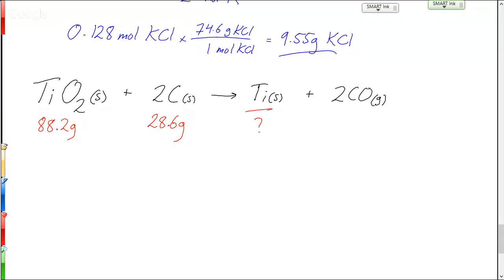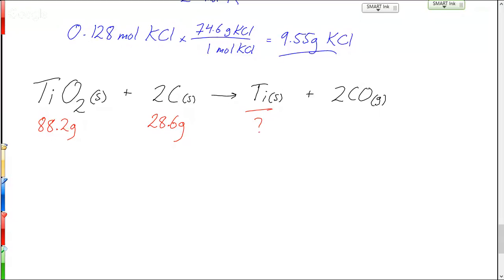Get by changing the grams to moles, correct? Right. All right, yeah. So you're going to convert both from grams to moles. Then use the mole ratio to go from moles of one to moles of the other. That tells you how much you need.